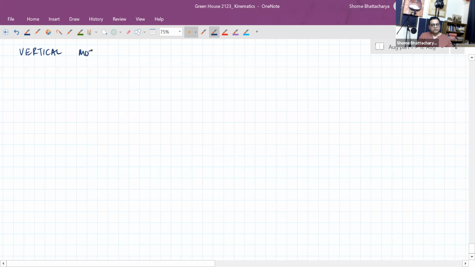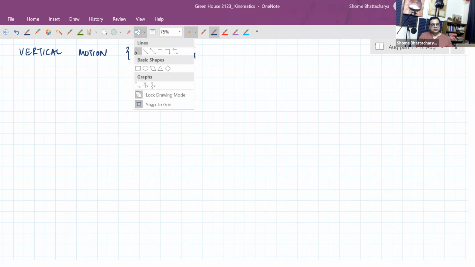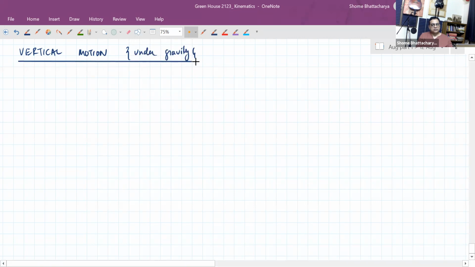So vertical motion under gravity. The first case we'll see here is free fall. That is, you drop an object from a certain height and it's moving under the action of gravity. So its acceleration is the value small g, acceleration due to gravity.